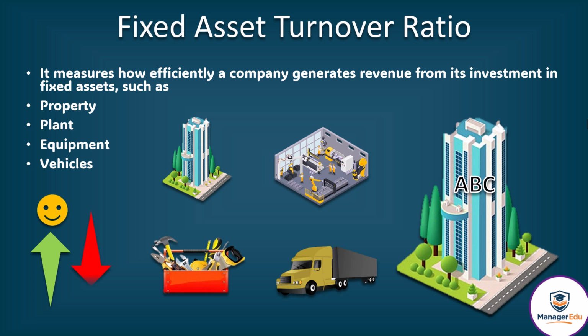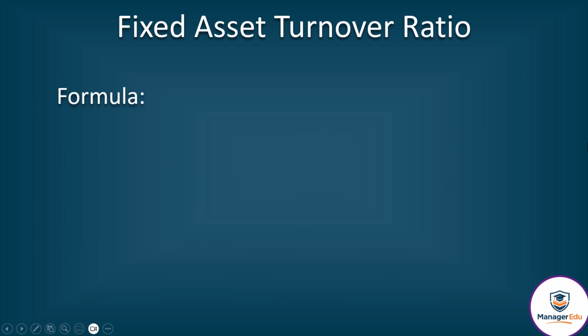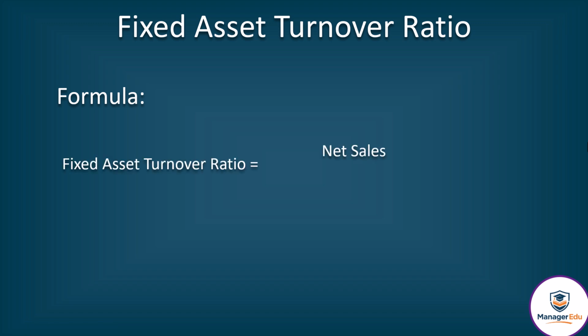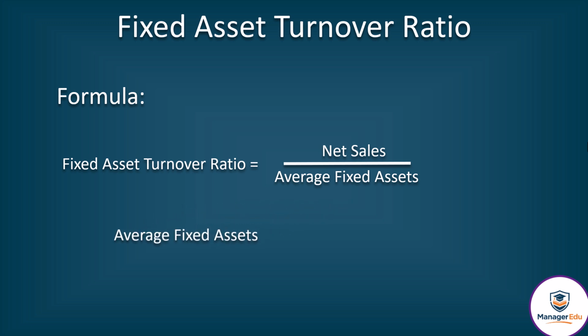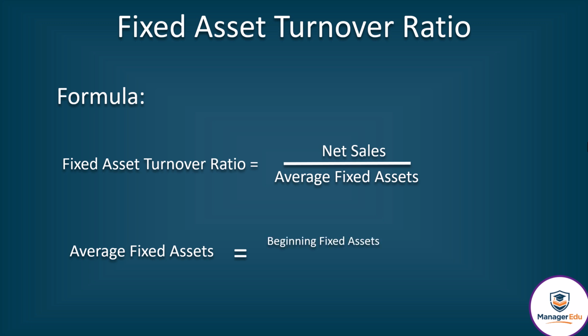If the ratio is lower, it is not a good sign because it indicates that the company is not utilizing its fixed assets effectively to generate sales. Now, let's move to the formula. Fixed asset turnover ratio equals net sales divided by average fixed assets. And what is average fixed assets? It is calculated as average fixed assets equals beginning fixed assets plus ending fixed assets, divided by 2.